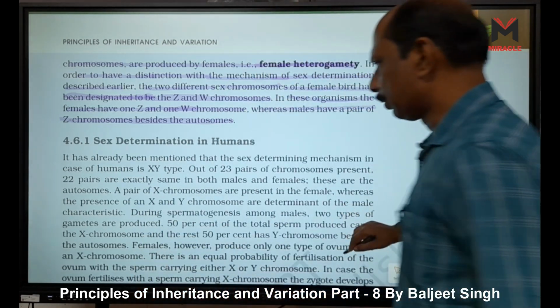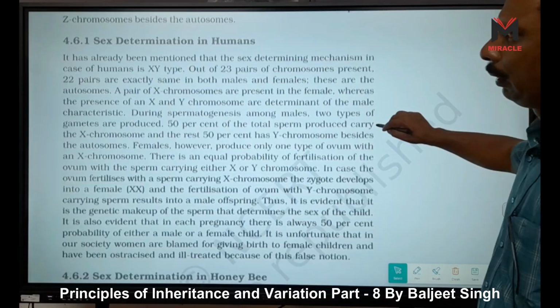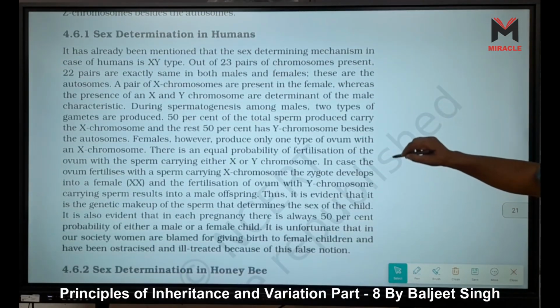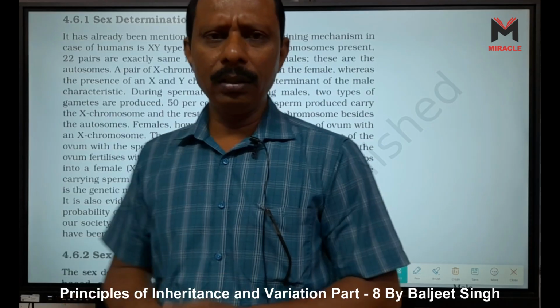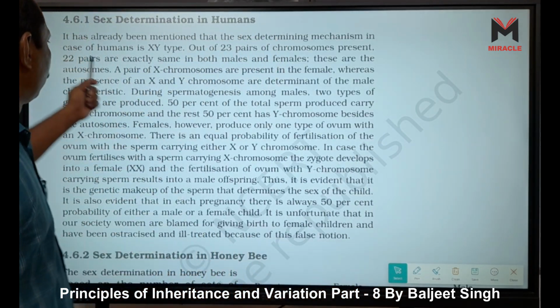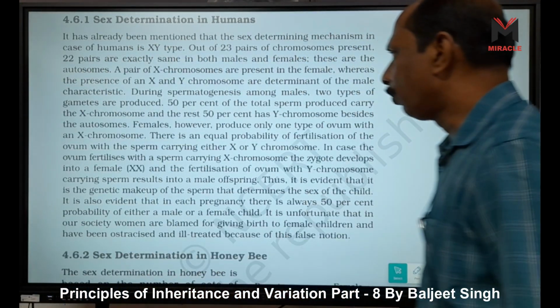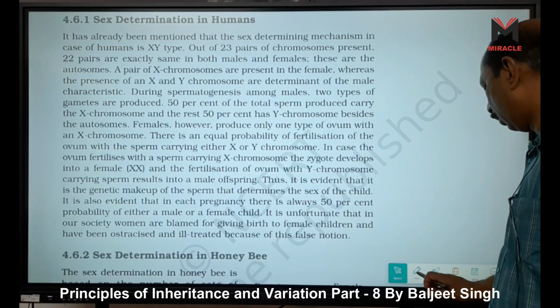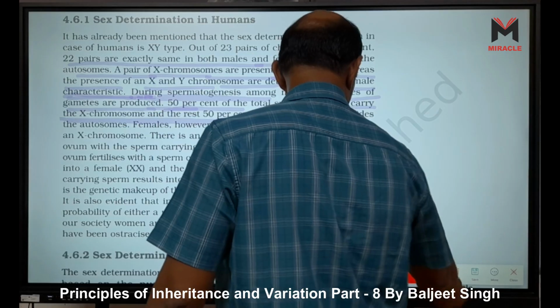Okay, first we read this, we will complete it, then I will explain something else. Now, sex determination in humans. You already understand sex determination in humans. We use XX and XY type. It has already been mentioned that the sex determining mechanism in humans is XY type.